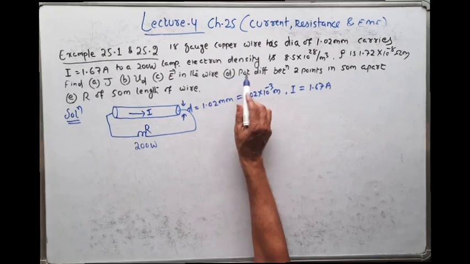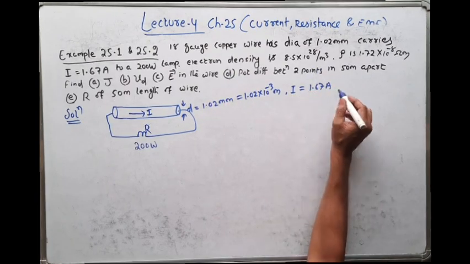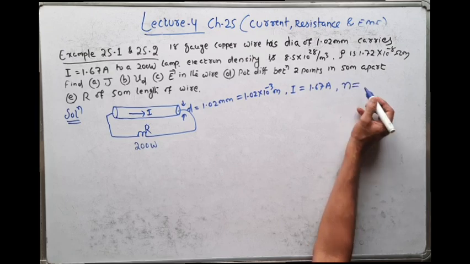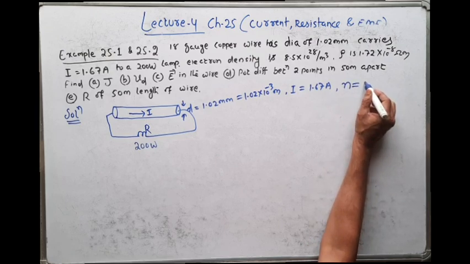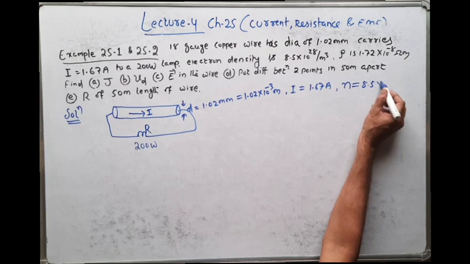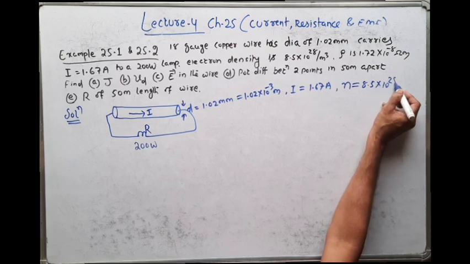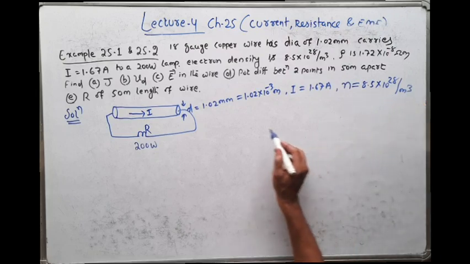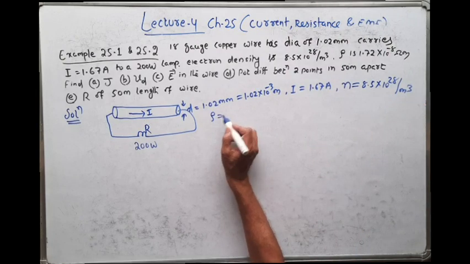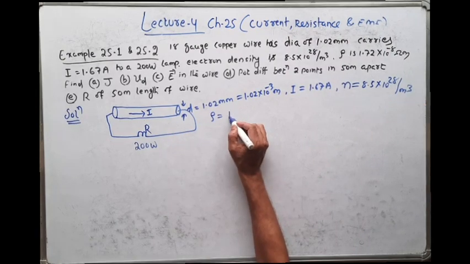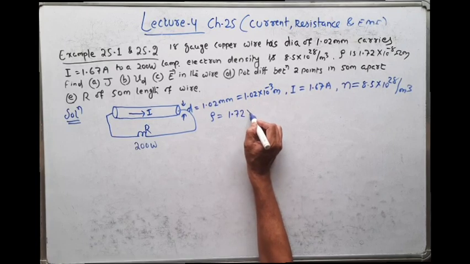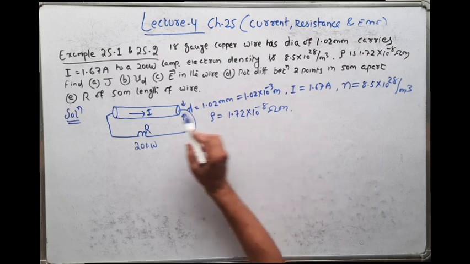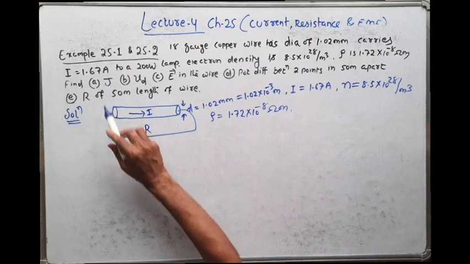Now the electron density is given. Electron density means the number of electrons per unit volume, small n, which is equal to 8.5 into 10 to the power 28. The resistivity of copper wire can be found from the table, that is 1.72 into 10 to the power minus 8 ohm meter. So what do we have to find?